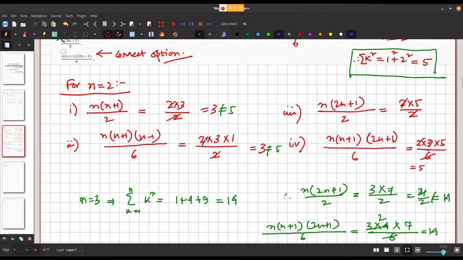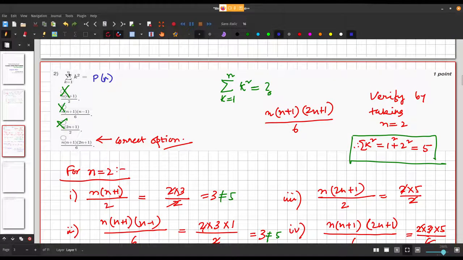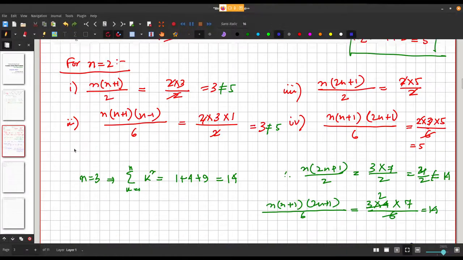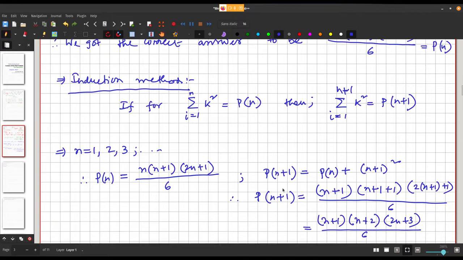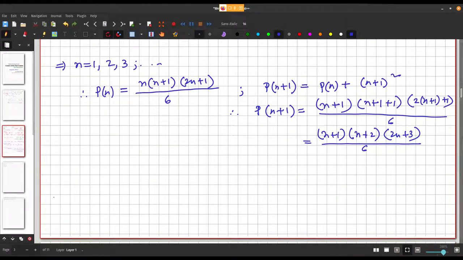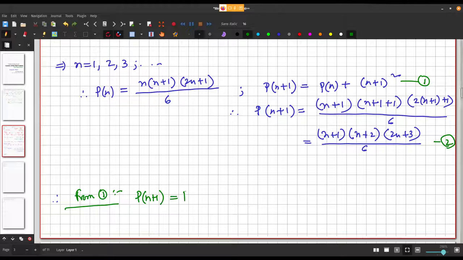So we are basically assuming that when the summation is up to n terms, then this formula is correct. And if that is correct, then for n+1 terms, that will also have to be correct. So we can start from here. Let us denote it as 1. So from 1, we'll deduce formula number 2. Okay. So from 1, what we have? We have P(n+1) is equal to P(n) plus (n+1) whole square.